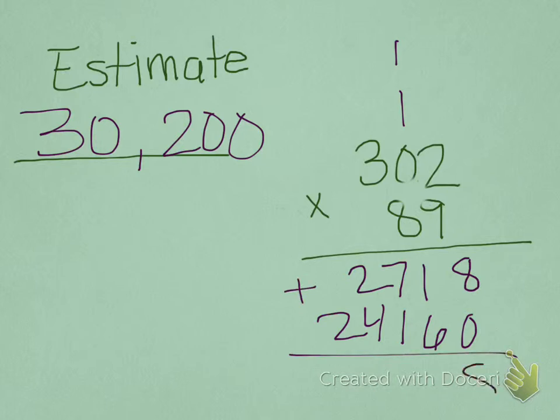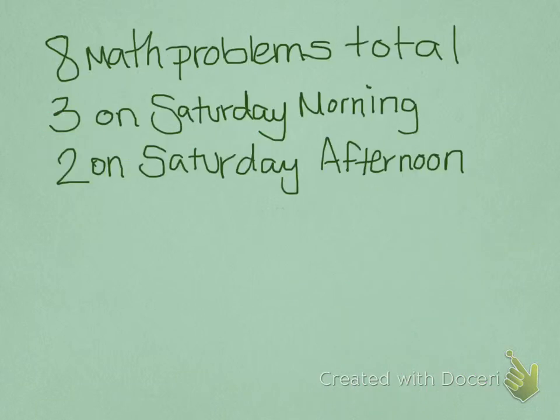8 plus 0 is 8. 1 plus 6 is 7. 7 plus 1 is 8. 2 plus 4 is 6. 2 plus 0 is 2. Your answer is 26,878.